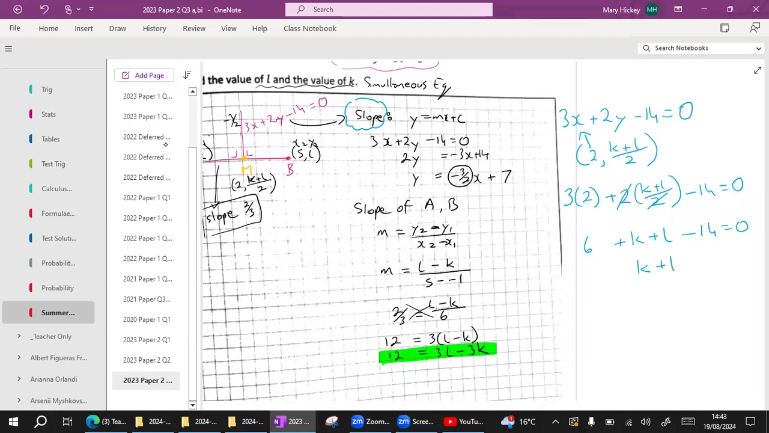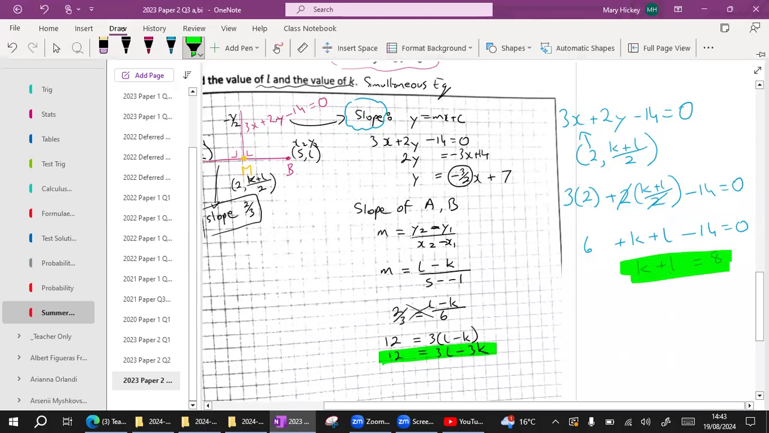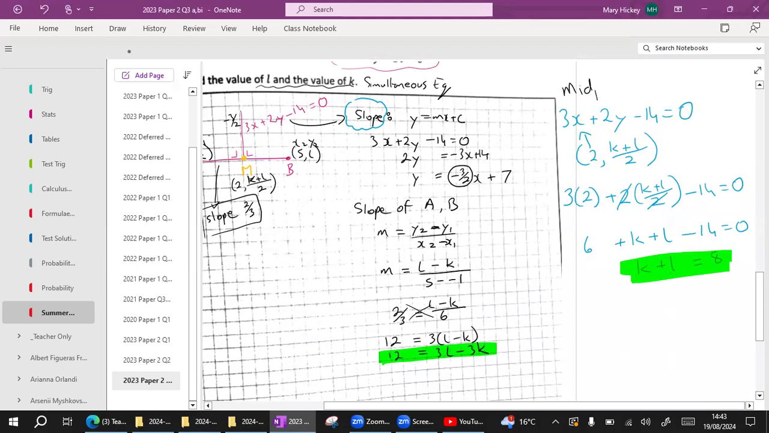So k plus L, that's going to be 14 take away 6, which is 8, isn't it? 14 take away 6, 8, yeah. So this becomes my second simultaneous equation. What I did there was use the fact that the midpoint is on the line. And the reason I knew that is because it's a perpendicular bisector, so it cut it exactly into 2. So I'm confident that the midpoint is on the line.